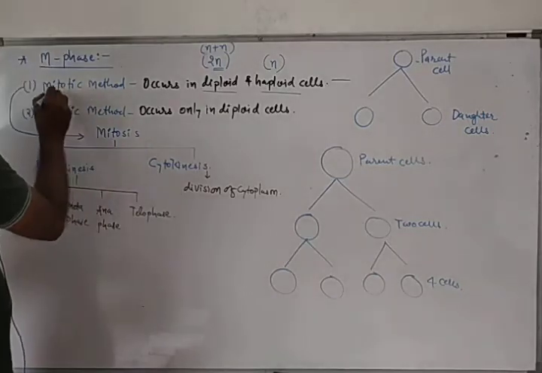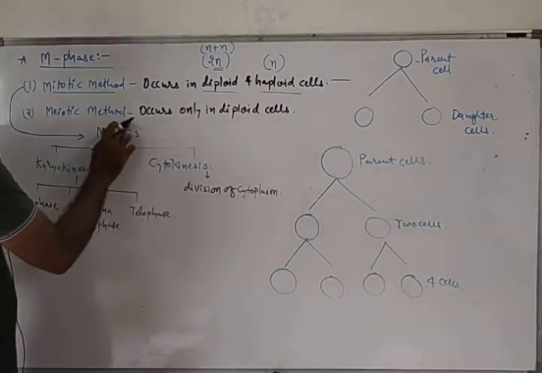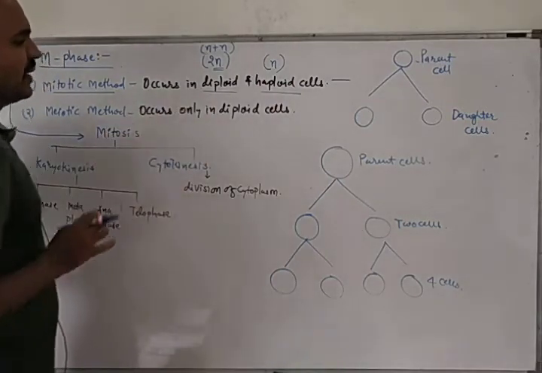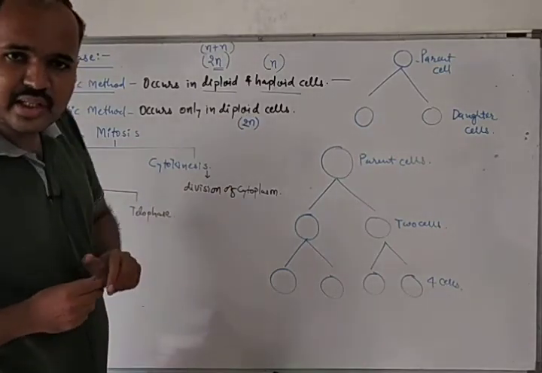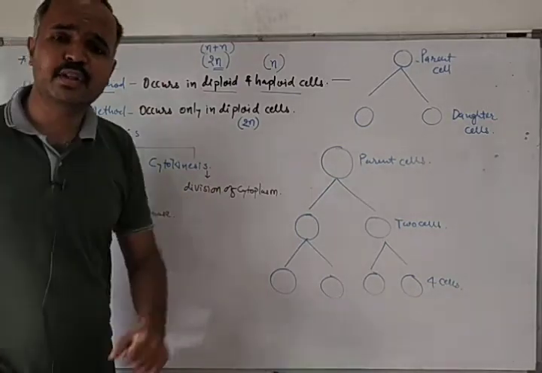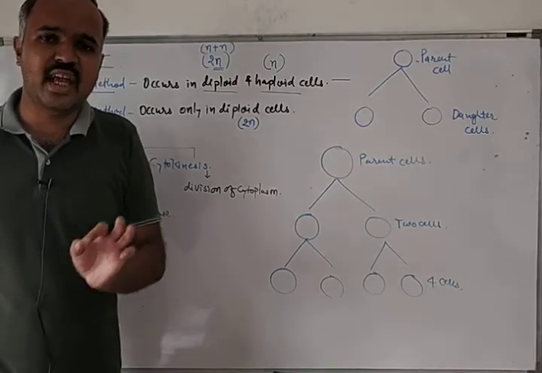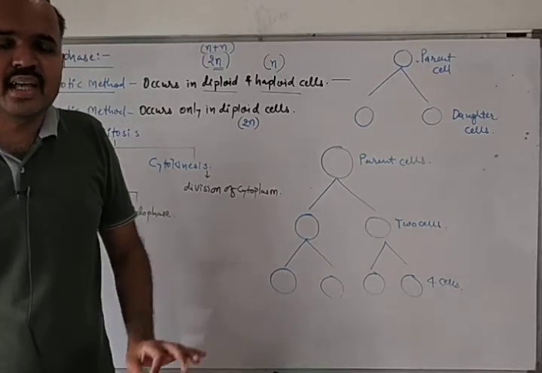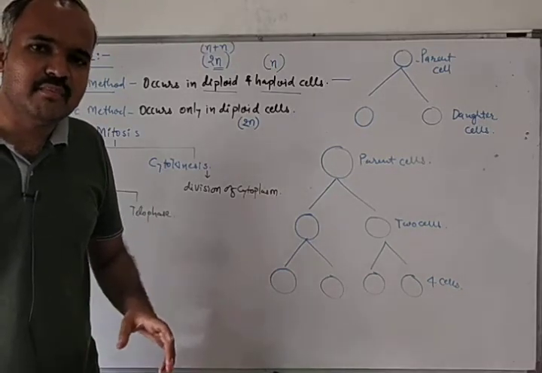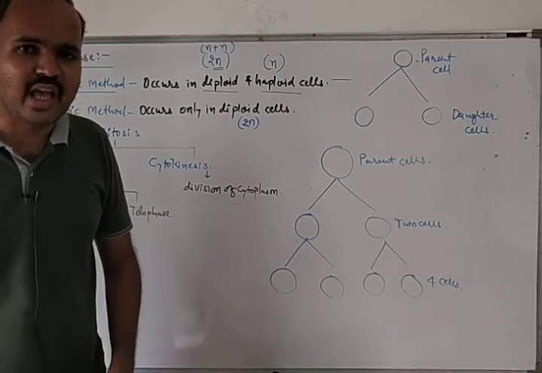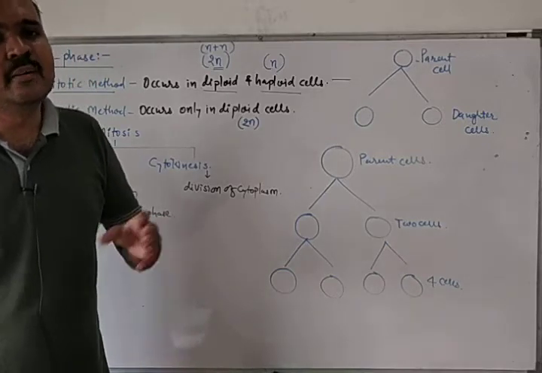So the mitotic method can occur in diploid cells as well as haploid cells, whereas the meiotic method can occur only in diploid cells. This is the key difference between the mitotic method and the meiotic method. When M phase takes place, it can occur via either the mitotic or the meiotic method. Via the mitotic method, it can occur in both diploid and haploid cells, whereas via the meiotic method, it can occur in the diploid cell only.